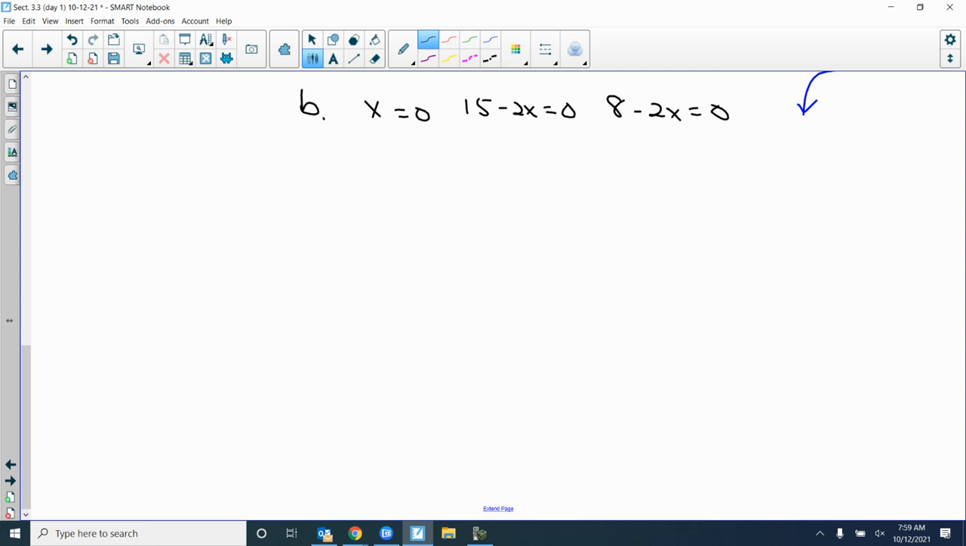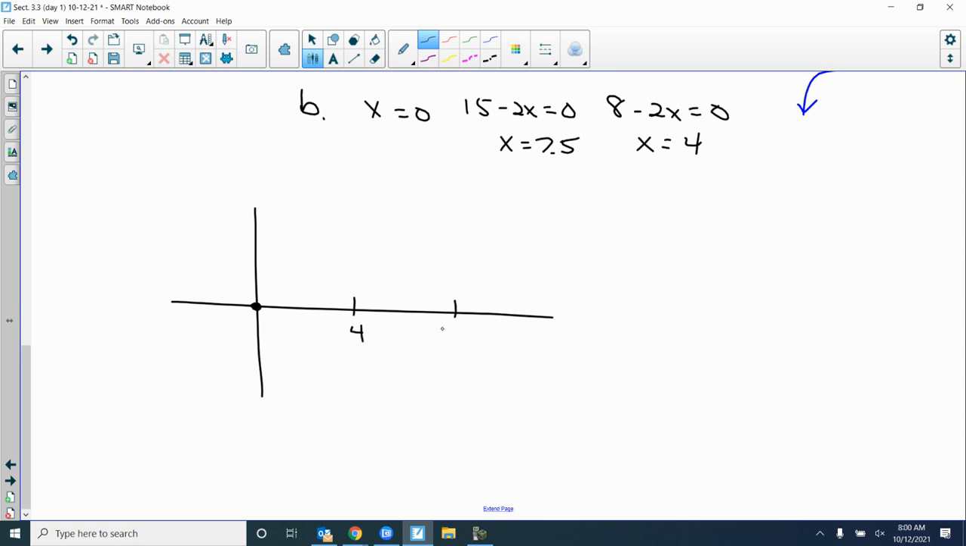All right, Colton, let me know what you get. I got x equals 0, x equals 7.5, and x equals negative 4. You said negative 4? Or no, it would be positive 4. Okay, so I'm going to graph this. It hits 0, it hits at 4, and it hits at 7.5.